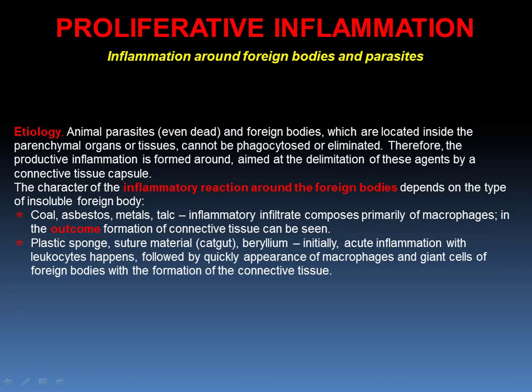Next variant of proliferative inflammation is named inflammation around foreign bodies and parasites. Etiologically, we can see different animal parasites, even dead parasites, and some foreign bodies located in the parenchymal organs, in tissues, in superficial tissues that cannot be phagocytized or eliminated. That's why productive inflammation is formed around to delimit the damaging factor by connective tissue capsule.